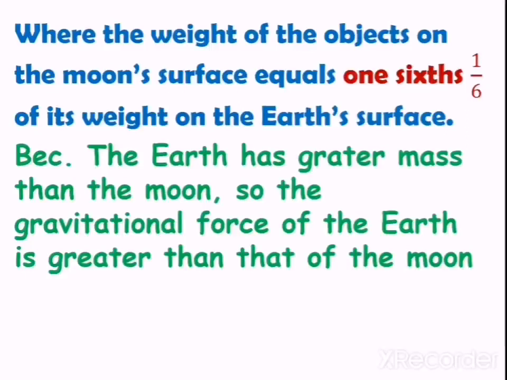So the earth has greater gravitational force than the moon. So the weight on the earth is greater than the weight on the moon. Because by increasing the mass of the planet, its gravitational force will attract the object strongly. So the weight of the object will increase, and the weight of the object on the moon is equal to 1/6 the weight on the earth.